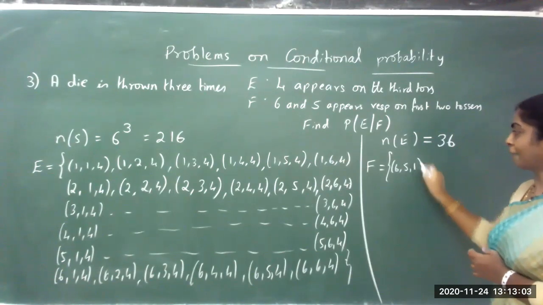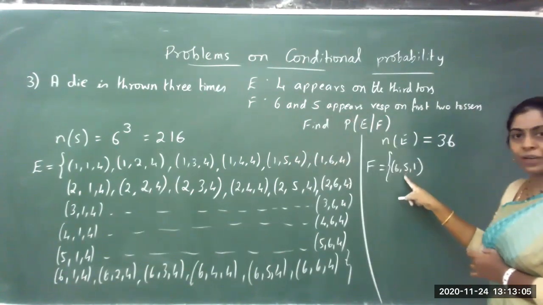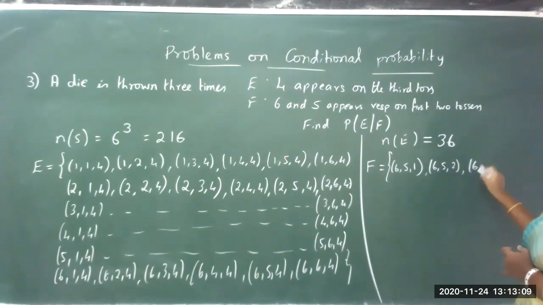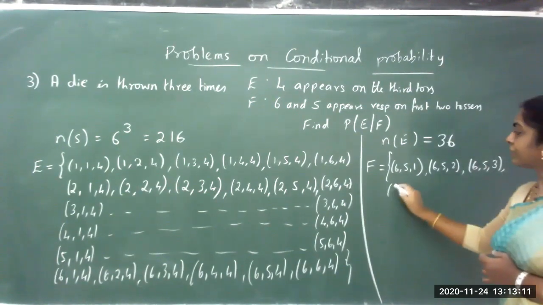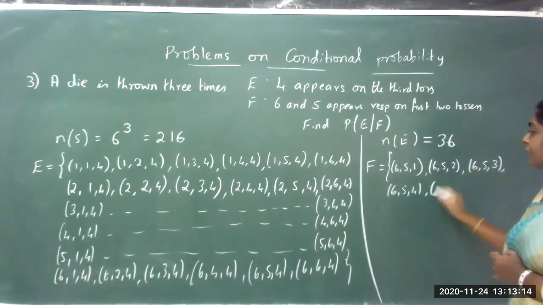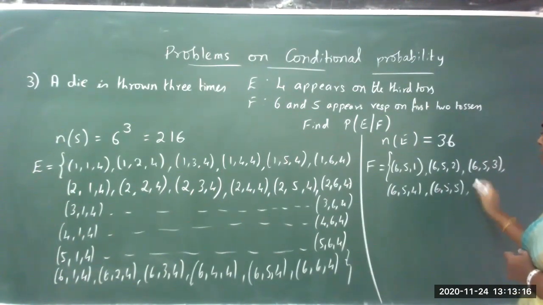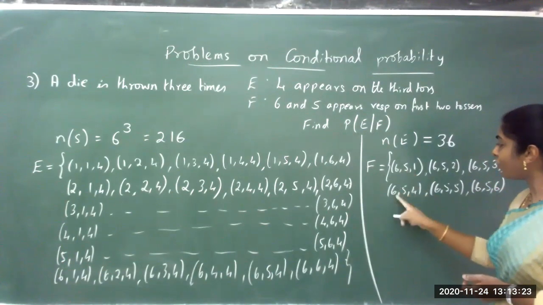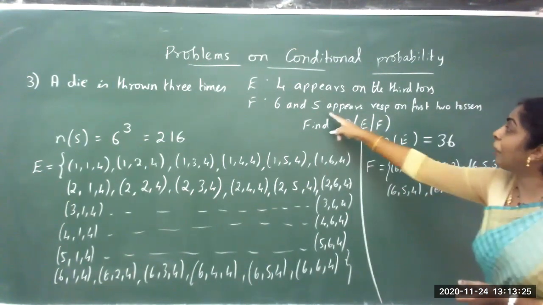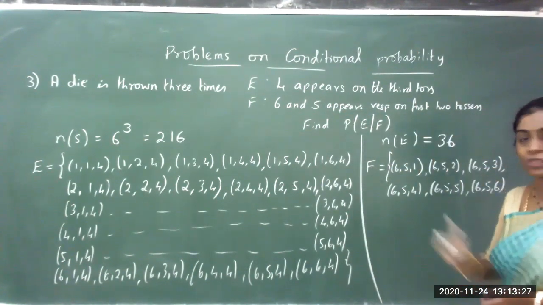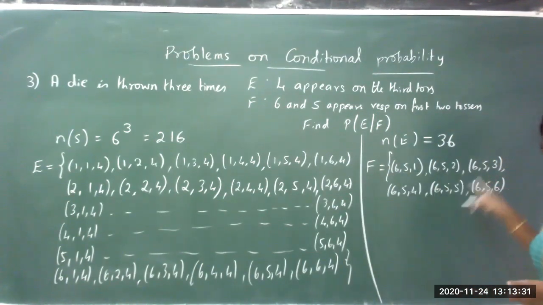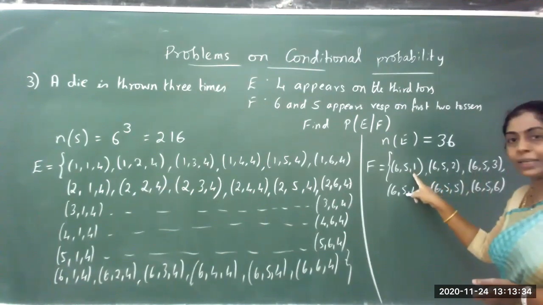6, 5, 1. 6 in the first one, 5 in the second one. 6, 5, 2. 6, 5, 3. 6, 5, 4. 6, 5, 5. 6, 5, 6. Can I say these are the only possible cases? 6 and 5 I cannot change. They should appear respectively on the first two tosses: 6 on the first toss and 5 on the second. So I keep that same for all of them. Only the third I can keep changing.